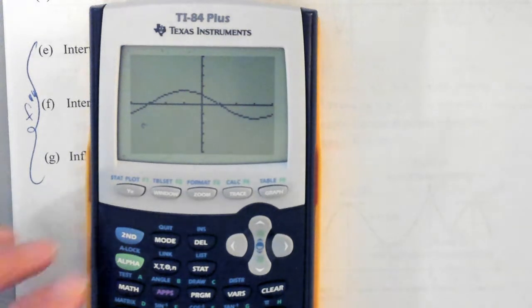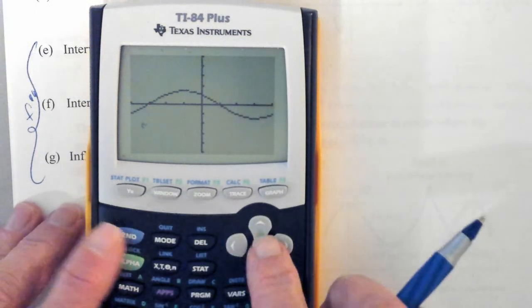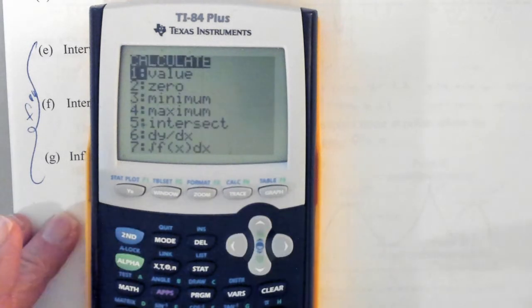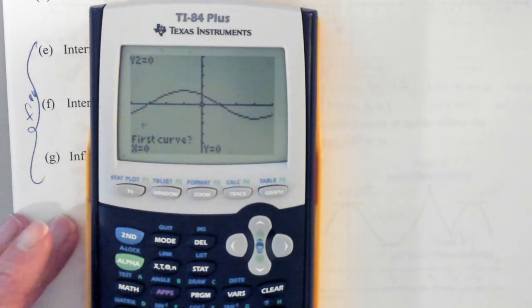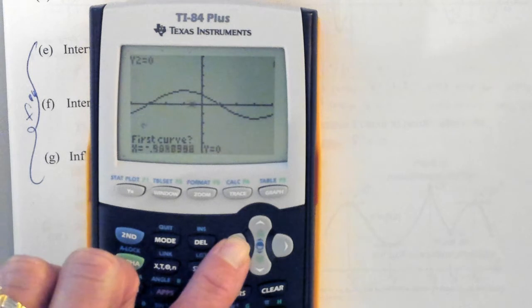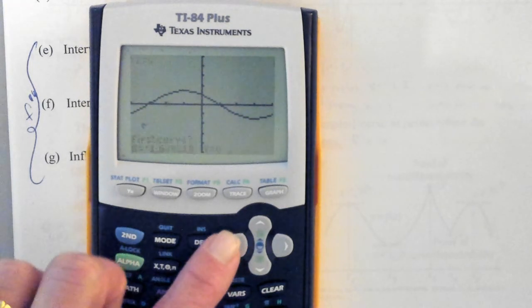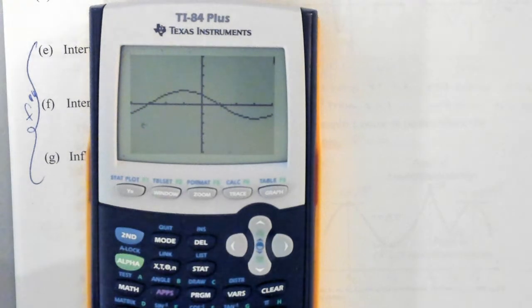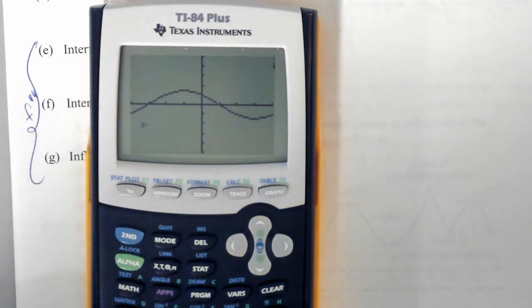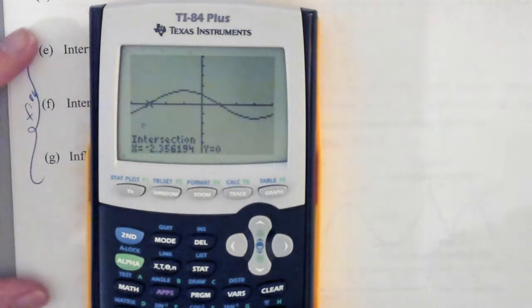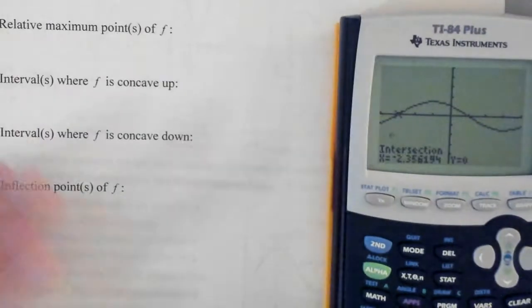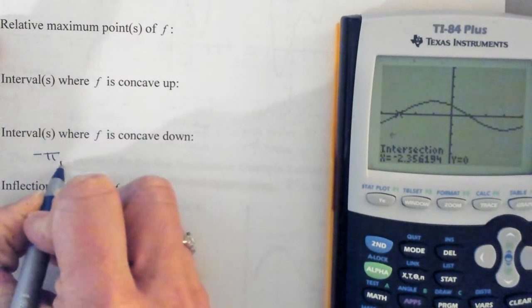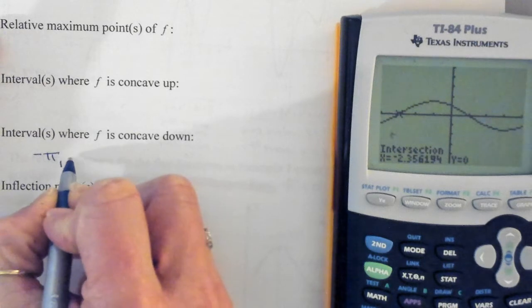Okay, so when we calculate these values, I still have that y equals 0 in there. This is my first curve. This is my second curve. And now I'm going to make my guess, which is right there. But it takes a while to calculate, especially the second derivative. So there you go. So when we're talking about concave down, we're going from negative pi to, what is that, negative 2.356?